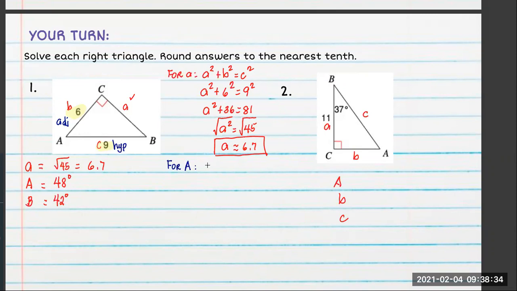So that's your cosine, which means cosine A is equal to the side adjacent to A, which is 6, over the hypotenuse 9, right? So we need to get the inverse. Therefore, A would be equal to inverse cosine of 6 over 9. And we have to round this to the nearest degree. So if you put this into the calculator and round it to the nearest degree, you will get 48 degrees.